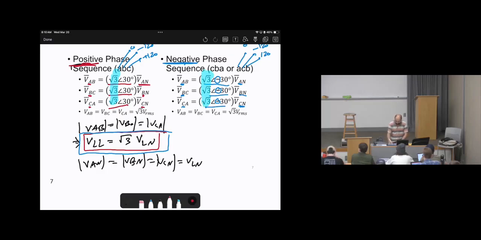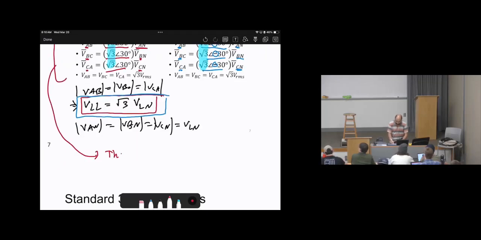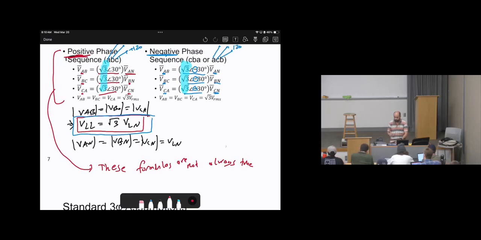Again, these formulas are not always true. So there will be some conditions. When will this formula be true? If and only if balanced.